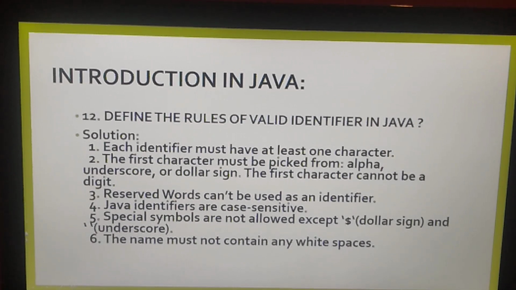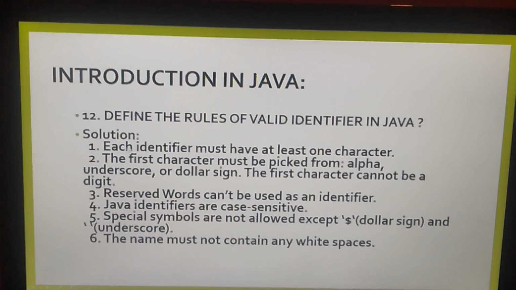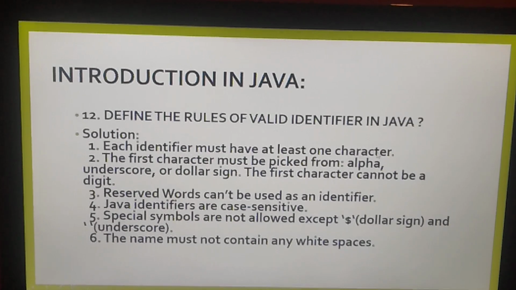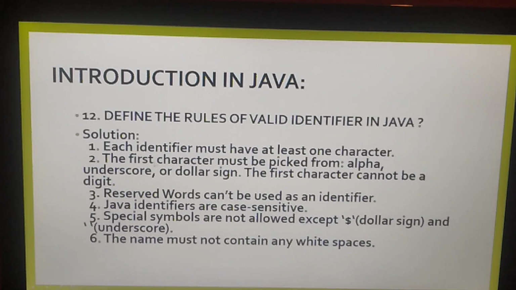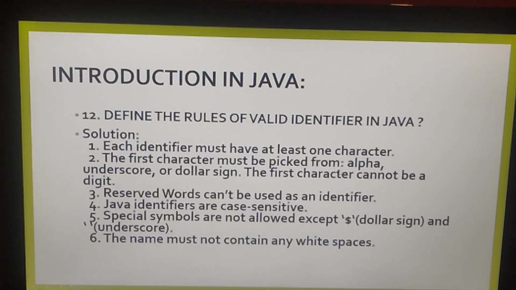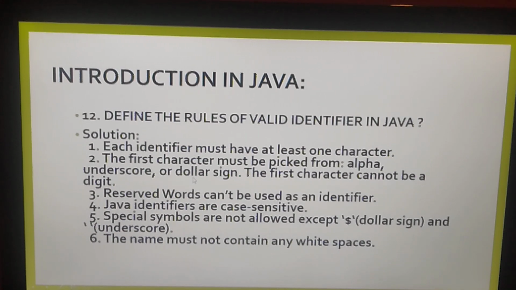12 number question is, define the rules of valid identifier in Java. First is each identifier must have at least one character. Second point is the first character must be picked from alphabet, underscore or dollar sign. The first character cannot be a digit. Third point is reserved words can't be used as an identifier.